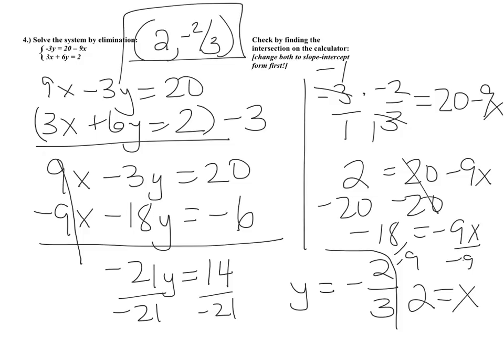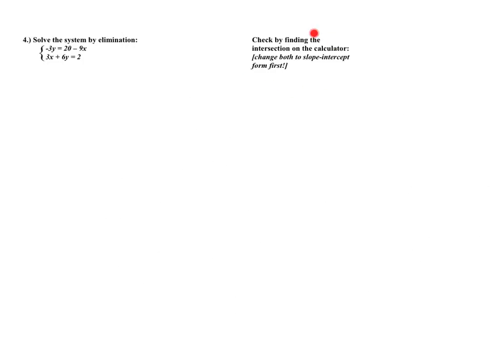So now we're going to check. And this time it says check by finding the intersection on your calculator. I'm going to have you check this way because I want you to remember that we can find the solutions to these systems using our graphing calculator. So I'm not going to plug the ordered pair in. What I'm going to do is change each equation into slope-intercept form, and we're going to plug it into our graphing calculator. So if you don't have your graphing calculator, get it out.